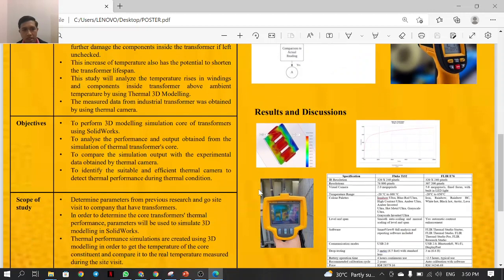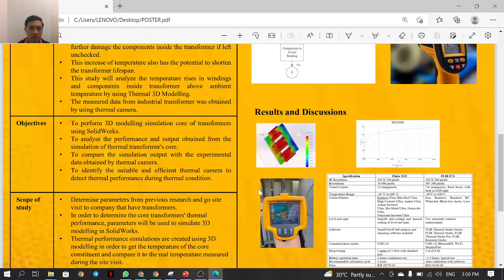The objective of this research is, first, to perform 3D modeling simulation of the core of transformers using SolidWorks to analyze the performance and output obtained from the simulation of the thermal transformer core. For the third point, to compare the simulation output with the experimental data obtained by the thermal camera. And the last objective, to identify the suitable and efficient thermal camera to detect thermal performance during thermal condition.